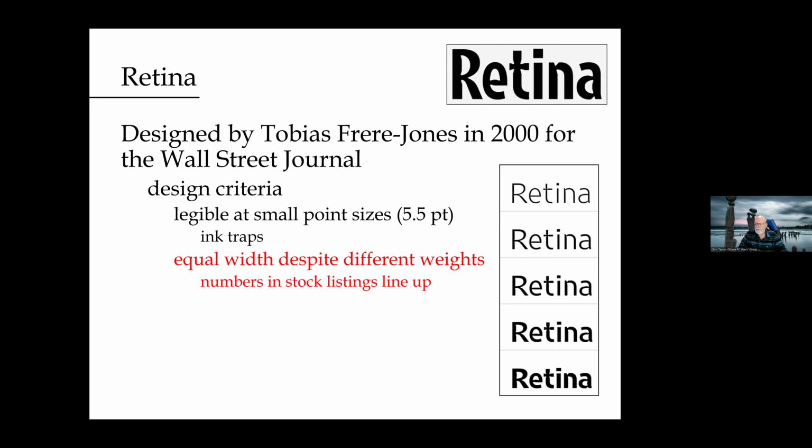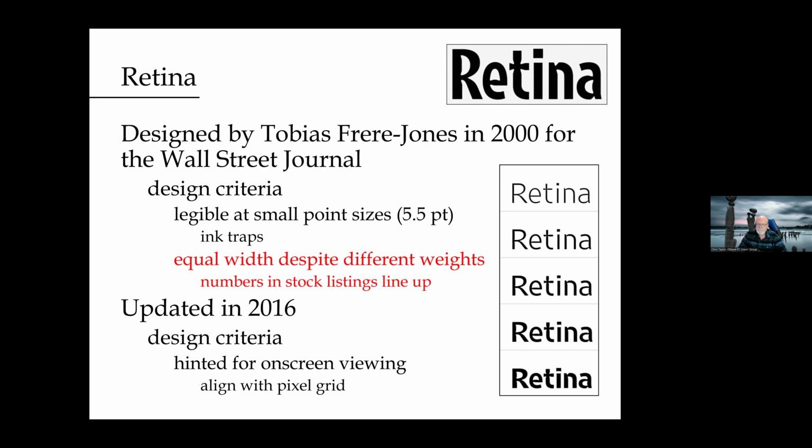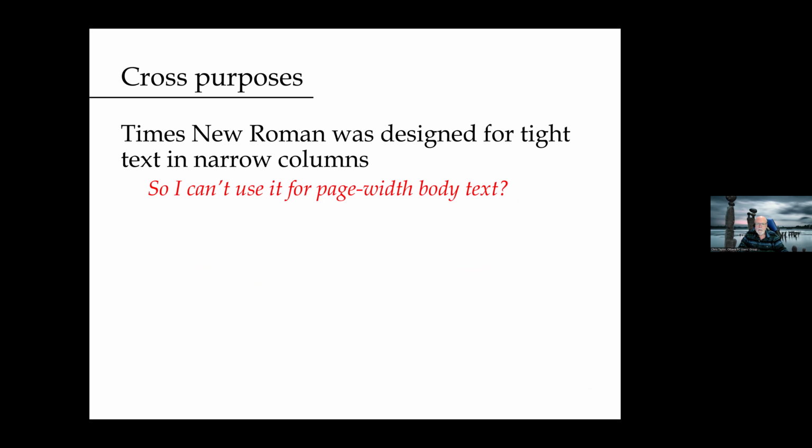So this is what Retina looks like in 5 different weights. And you can see they're exactly the same width for all the 5 weights. So as you have stock listings, one above the other, if one of them is bolded, the numbers still line up. It was updated in 2016 for on-screen viewing to align with the pixel grid on LCD screens. So it's just an example of how typefaces do get updated periodically, depending on the criteria that is in place at the time. So, cross purposes.